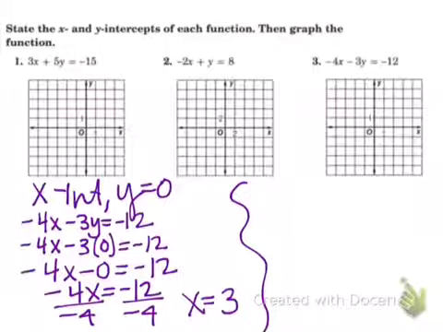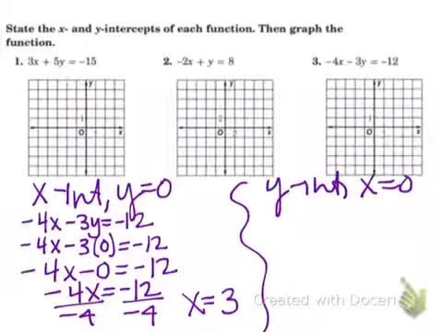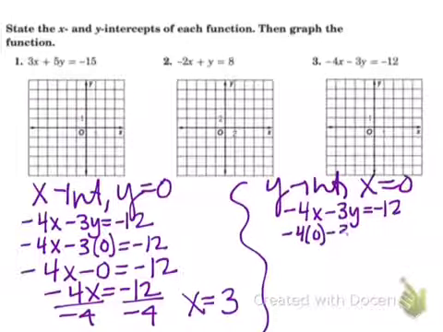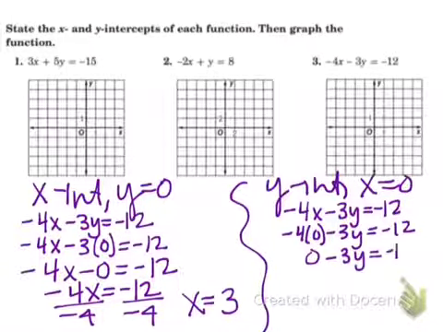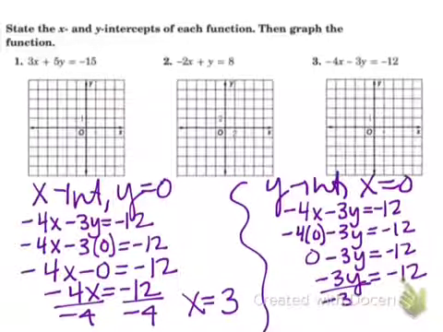All right, finding my y-intercept, I'm going to let x equal 0. All right, so we still got our same equation, -4x minus 3y equals -12. Filling in a 0 for x. -4 times 0 minus 3y equals -12. So that gives me 0 on the front end. 0 minus 3y just gives me a -3y equals -12. Dividing by that negative, I end up with y equals +4.